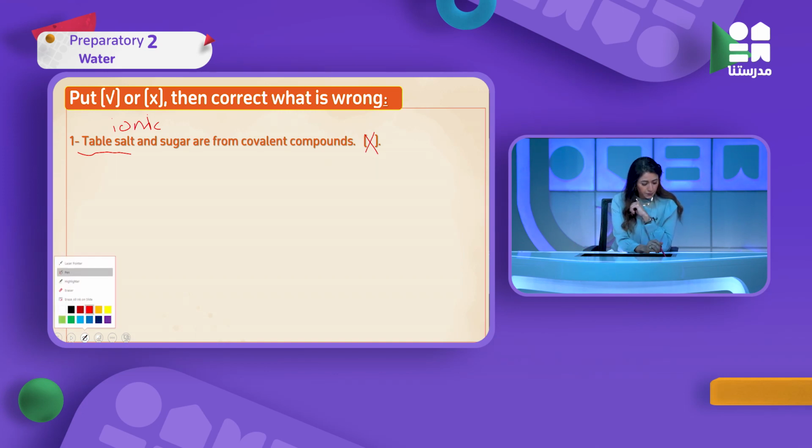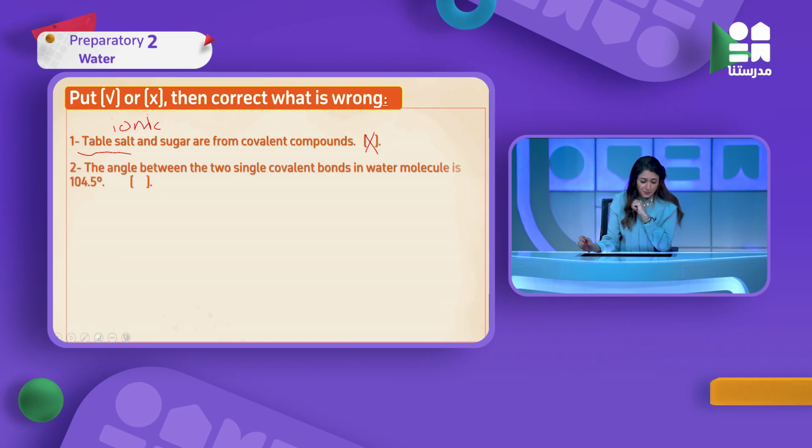طيب ناخد سؤال كمان. The angle between the two single covalent bonds in water molecule is 104.5. For sure, yes. This is a correct answer. Okay.